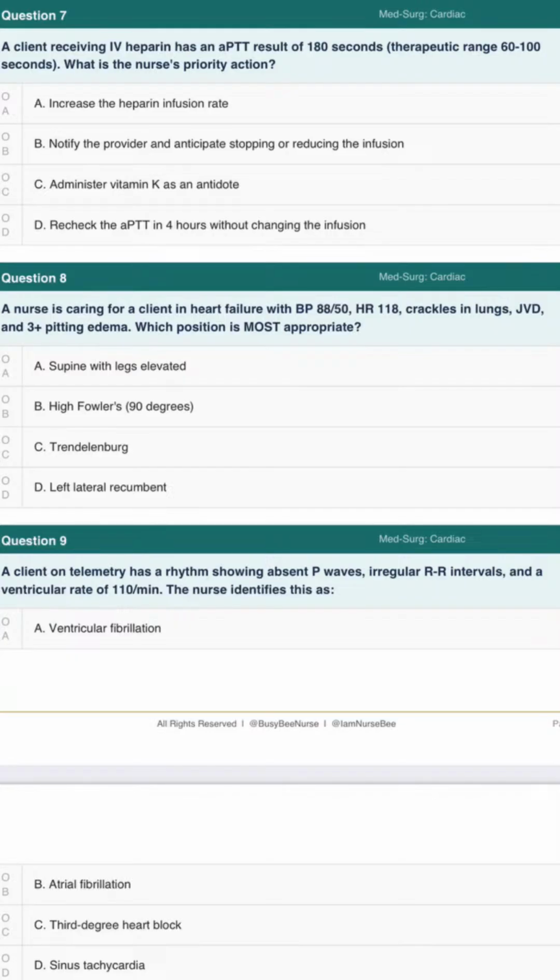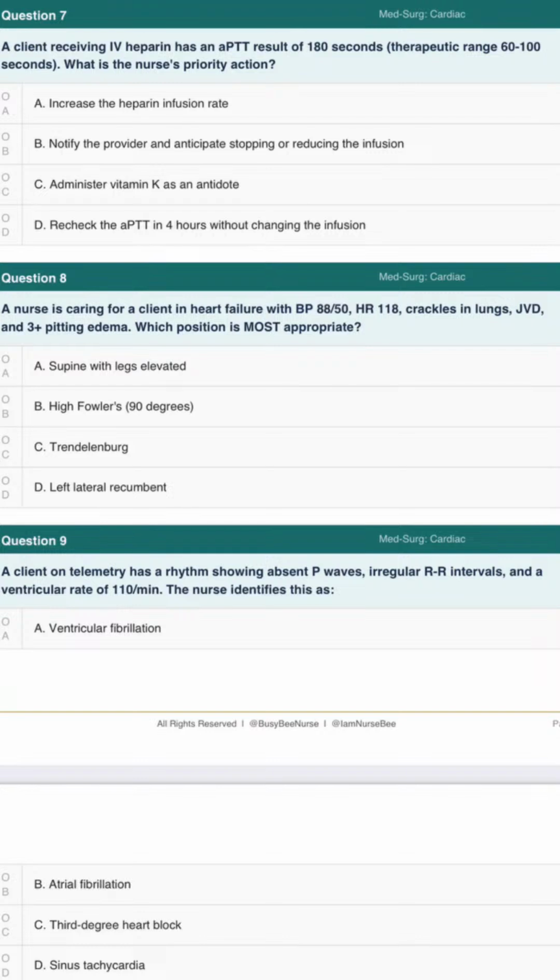Waiting without acting is unsafe and constitutes a pharmacology error. So don't just sit back and not act. No, because you're putting that patient at risk of bleeding if it's too high, or if it's too low, you're putting that patient at risk of clotting. So you need to pay attention as a nurse. I'm telling you, pay attention. It's very important.